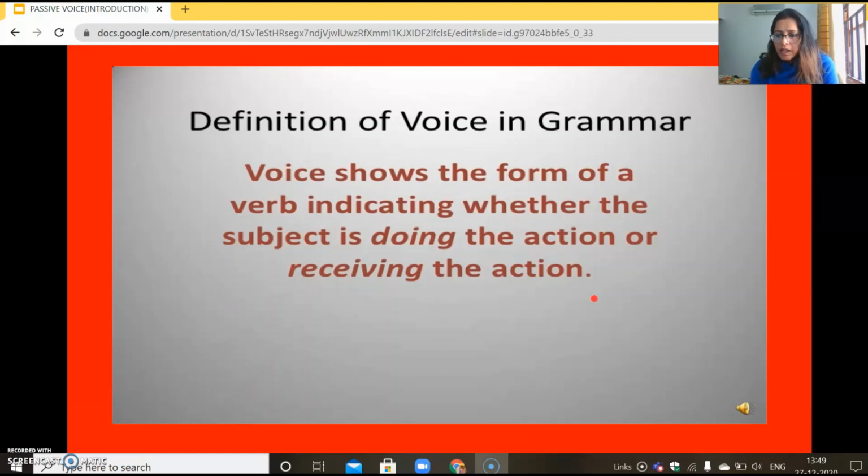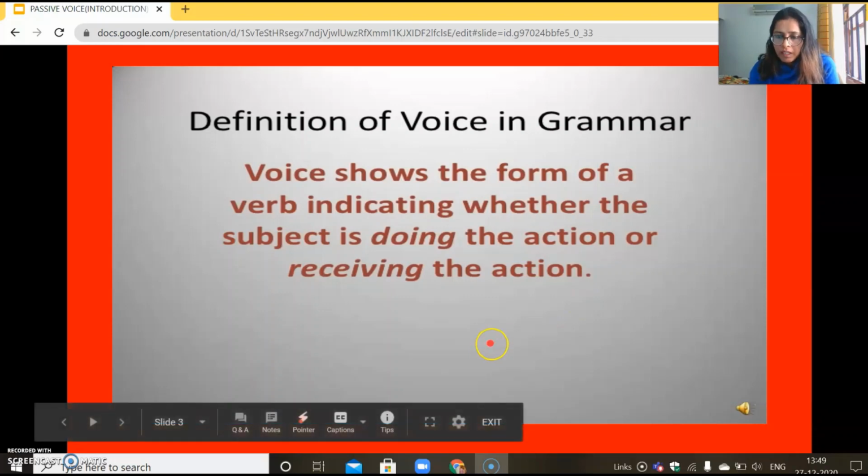So you can also say that the voice of the verb tells us whether the subject is performing an action or the subject of the sentence is receiving an action. I hope it is clear. Moving on to the next slide.